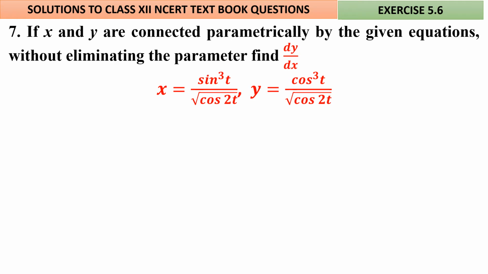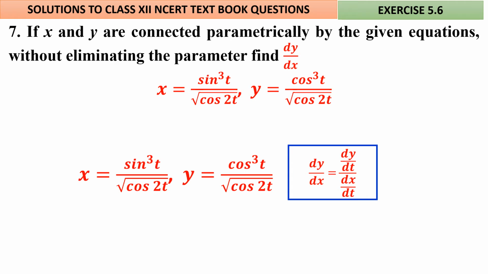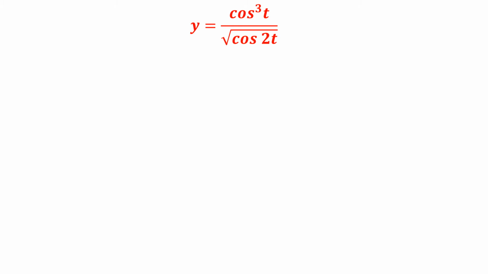In question number 7, find dy by dx, where x and y are connected by x is equal to sin cube t by root cos 2t and y is cos cube t by root cos 2t. Now dy by dx is dy by dt upon dx by dt. Simple. Let us now start with y is equal to cos cube t by root cos 2t.